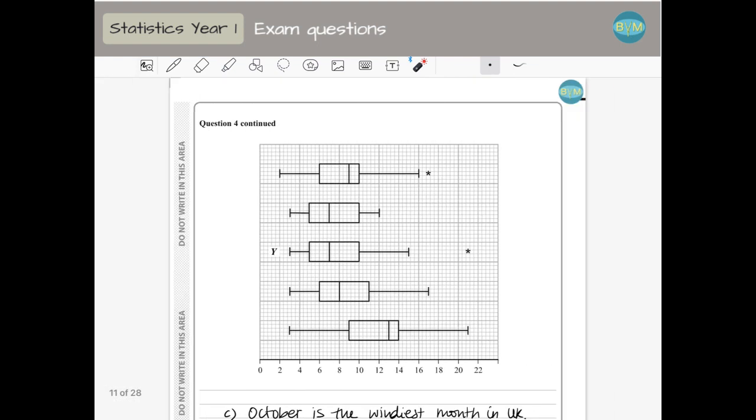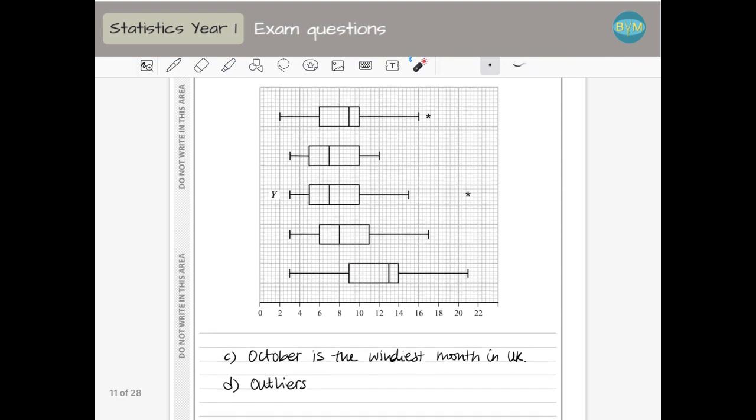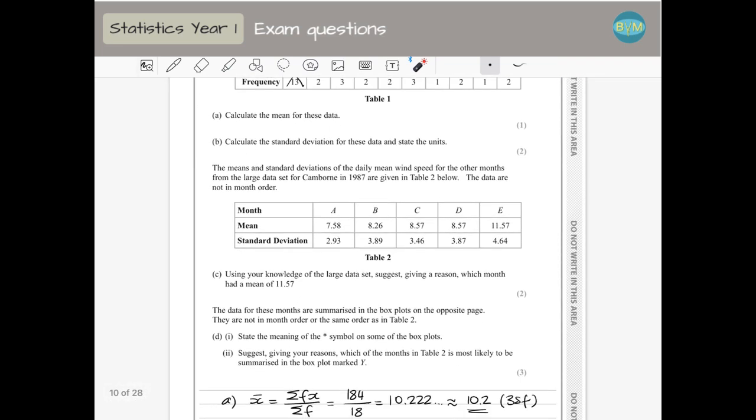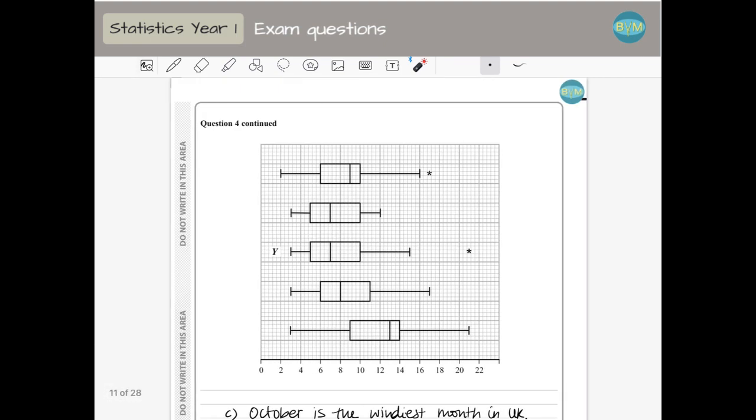So these are the box plots and you have 2 asterisks. Remember that the asterisks just mean outliers. So when we have an outlier in a box plot, we always represent it outside as an asterisk or a little x. So suggest, giving your reasons, which of the months in table 2 is most likely to be summarized in the box plot marked with Y. So let's have a look.